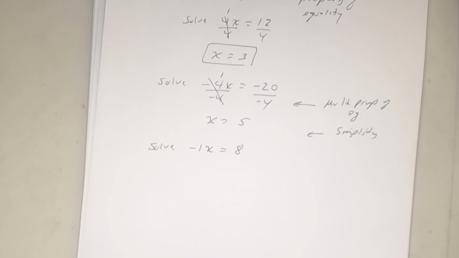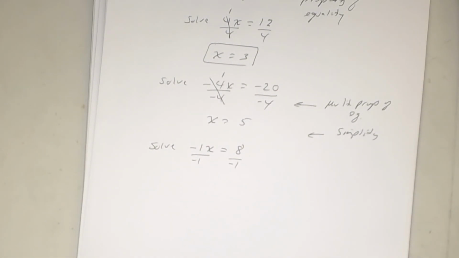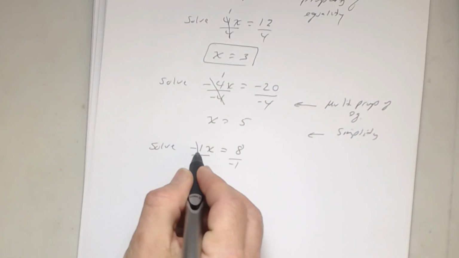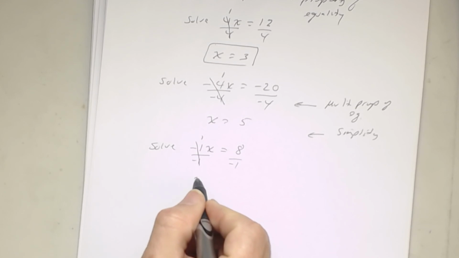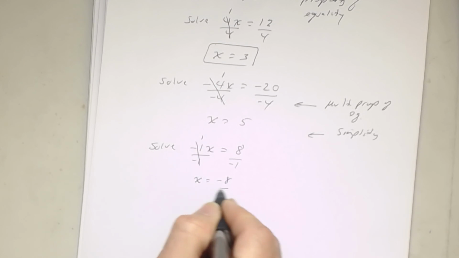So remember, you're trying to get the variable x by itself. I don't have the variable x by itself. I have negative 1x. So right now, what am I multiplying the variable by? Negative 1. That's the coefficient. What's the opposite of multiplying by negative 1? Divide by negative 1. So divide both sides by negative 1, just like you did in the previous two equations. Negative 1 divided by negative 1 is 1. Anything divided by itself is 1. So put a 1 there. 1 times x is x. A positive 8 divided by negative 1 is a negative 8.